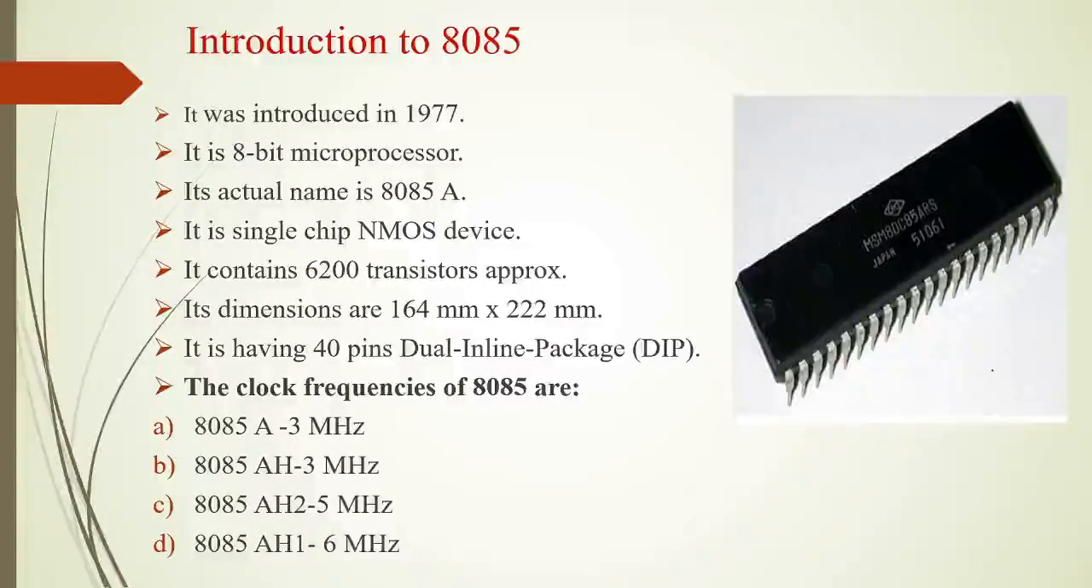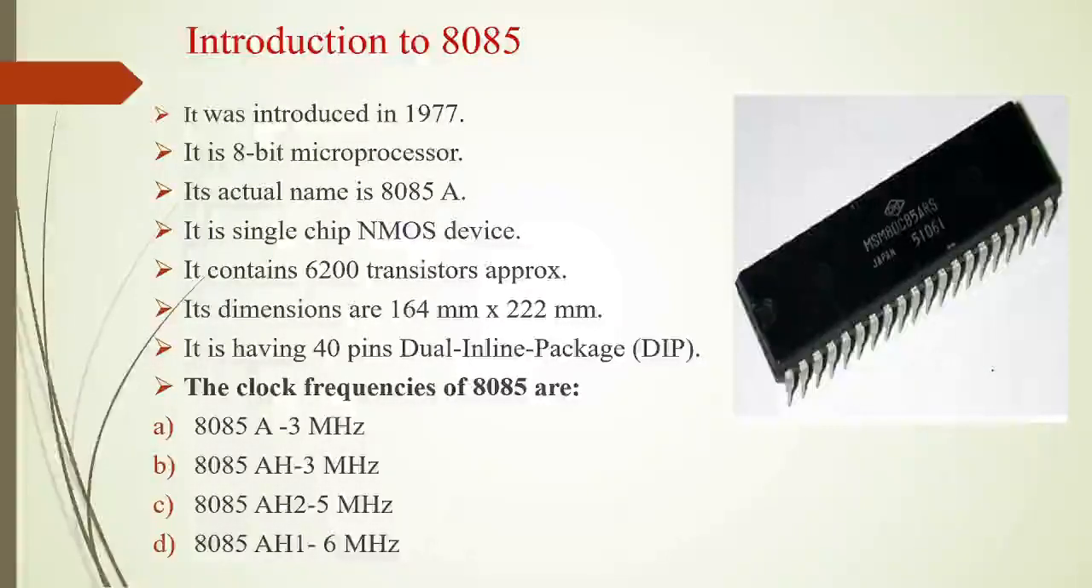Now here NMOS stands for what? NMOS is N-channel MOSFET, and it has approximately 6200 transistors. Now talking about the dimensions of 8085, the dimensions are 164 millimeter into 222 millimeter. It has 40 pins, and it is there in the dual inline package.